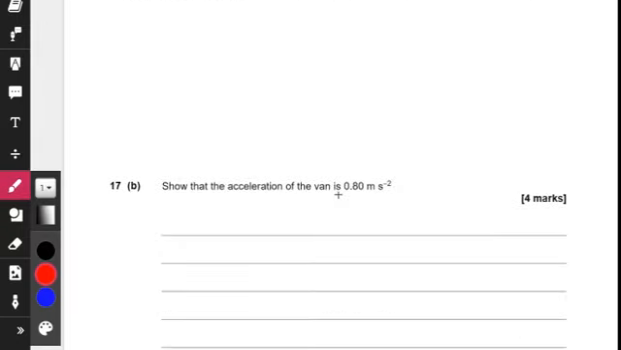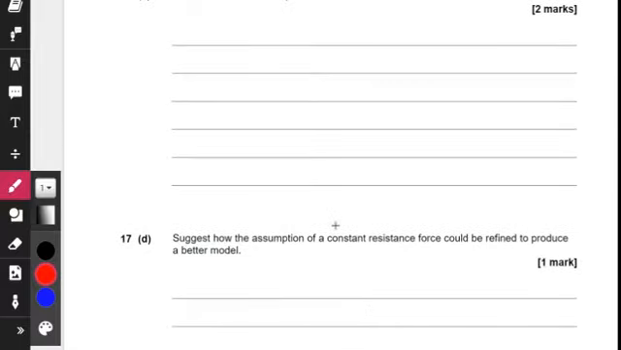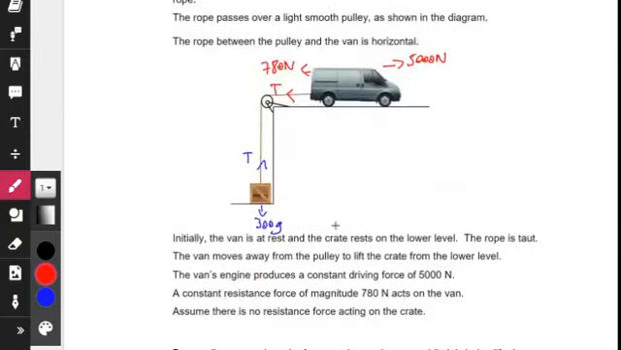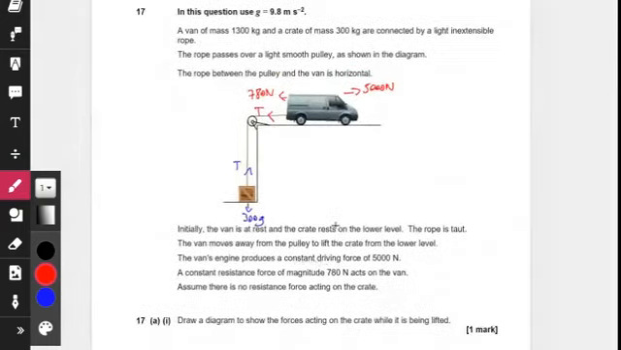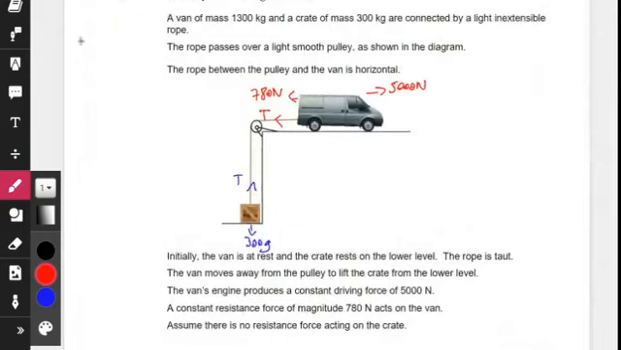Then the next questions are asking us to show that the acceleration of the van is 0.8 meters per second squared, and then to find the tension. So basically working out tension and acceleration. What would be the easier thing to use? I think the easier thing would be to use the crate. Well, actually, we have to use both. We can't get out of it.